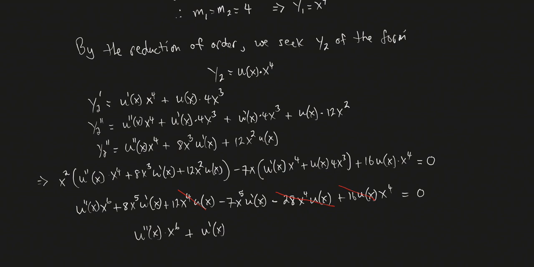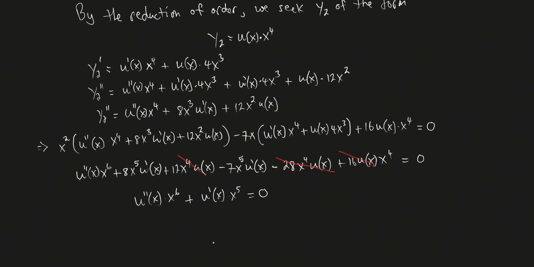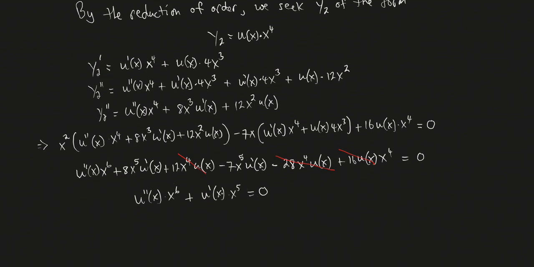So u double prime of x times x to the sixth plus u prime of x times x to the fifth, and then that has to be equal to 0. Okay, things are looking good. We could factor out an x to the fifth, right? And then that leaves us with u double prime of x times x plus u prime of x is equal to 0.